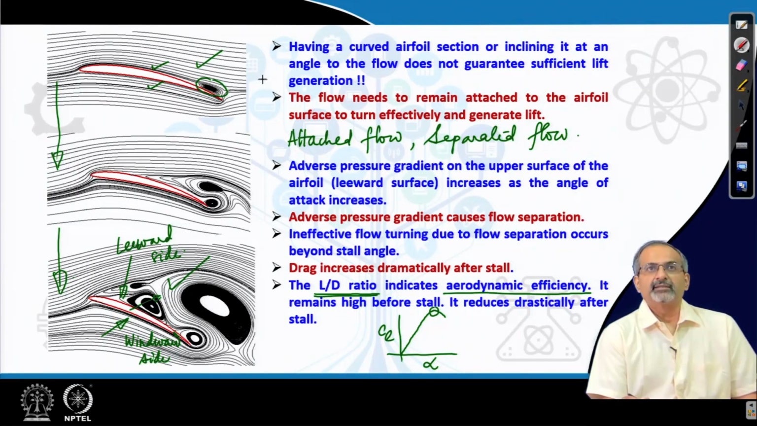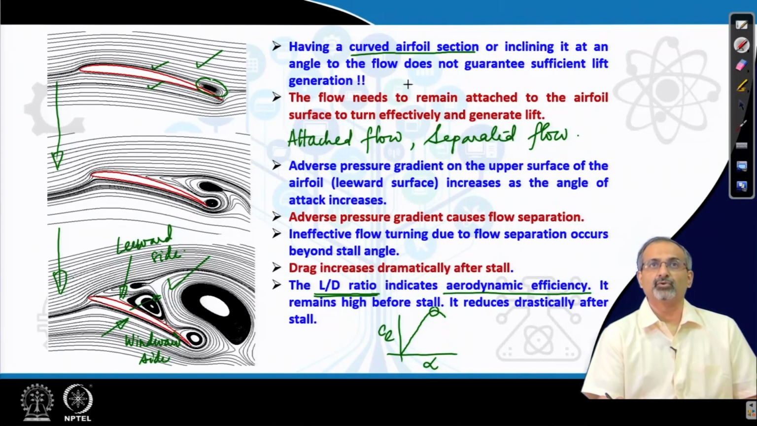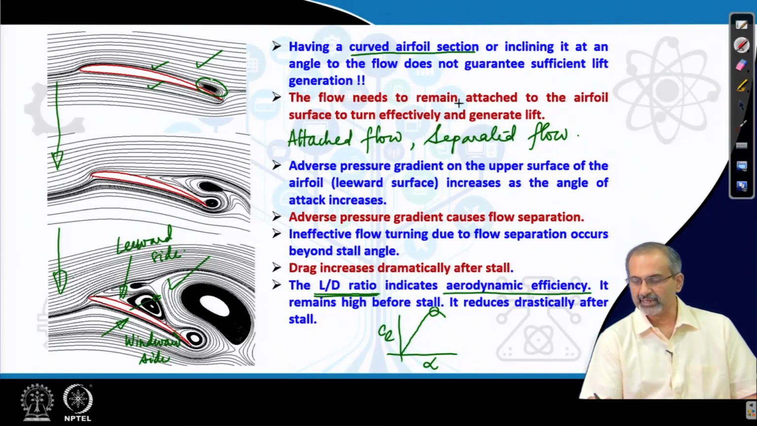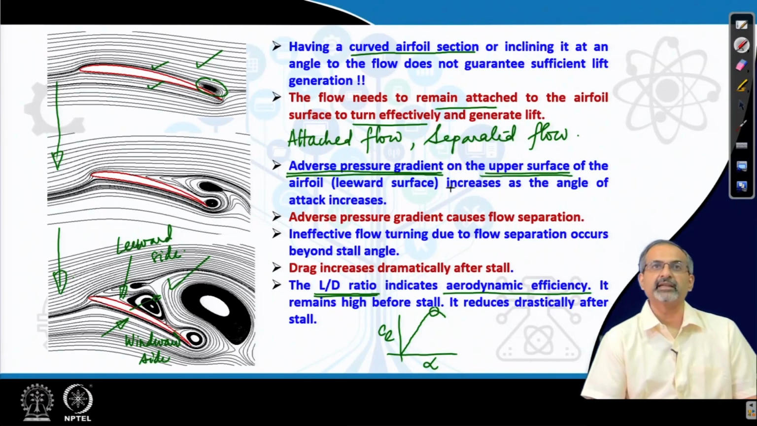So, we realized that just having a curved airfoil section or inclining it at an angle of attack with the flow does not guarantee sufficient lift generation. The flow needs to remain attached and turn effectively to generate lift. When the pressure increases dramatically on the leeward surface as the flow moves on, we say the adverse pressure gradient is increasing on the upper surface. We will learn more about the adverse pressure gradient later.